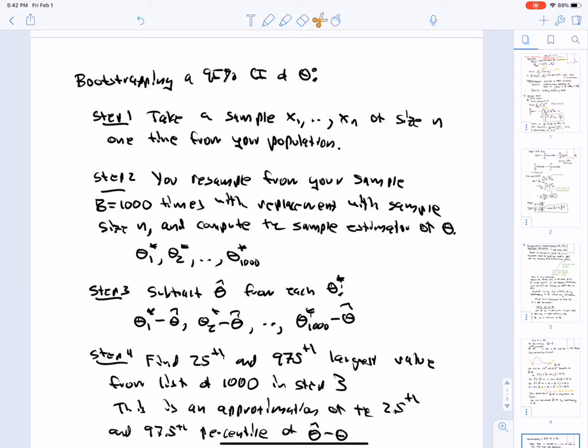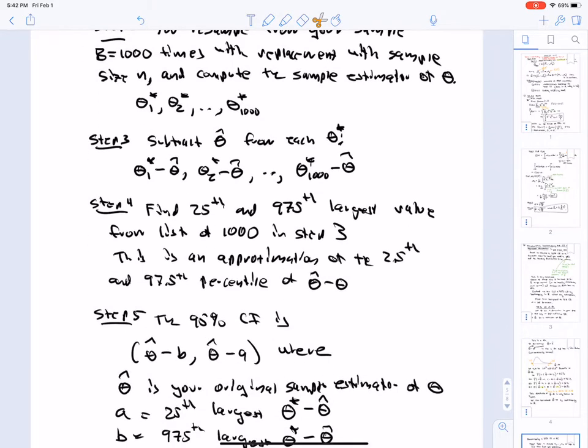So for each of these, we can compute the estimator for theta. That gives us 1,000 estimators. Now we're going to subtract off theta hat, and this is essentially our standardized sampling distribution, but it's from the sampling distribution from our original sample instead of from our population. So we have 1,000 data points, so you can sort them from smallest to largest.